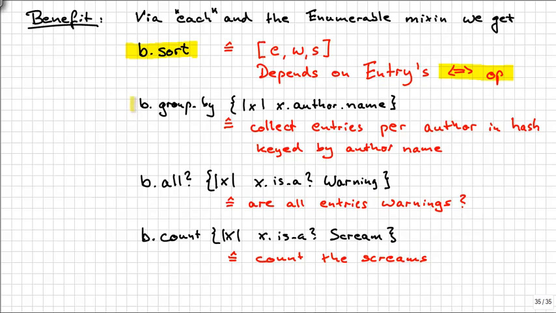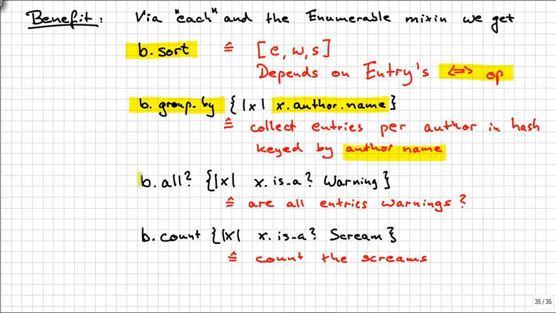We can also use the group_by method, which allows us to collect entries in groups. Here the example shows that we group them by the name of the author. So we say they are all collected into hashes that are keyed by the author name. So the call group_by returns a hash, and the entries of the hash are keyed by the author name.